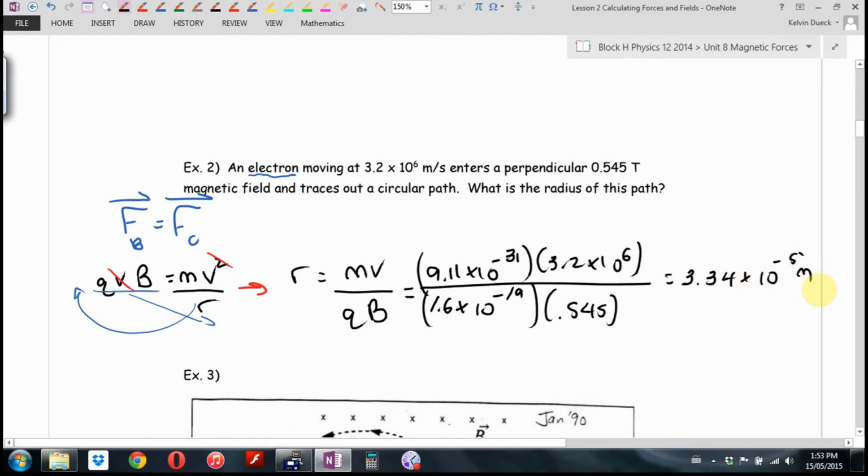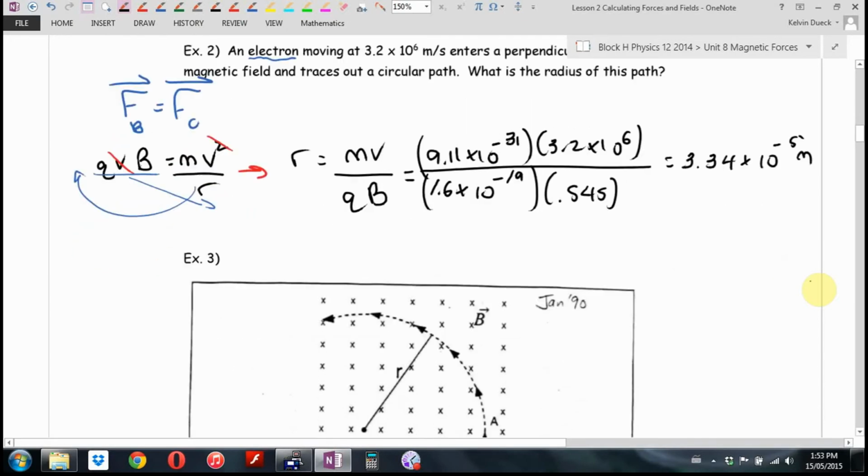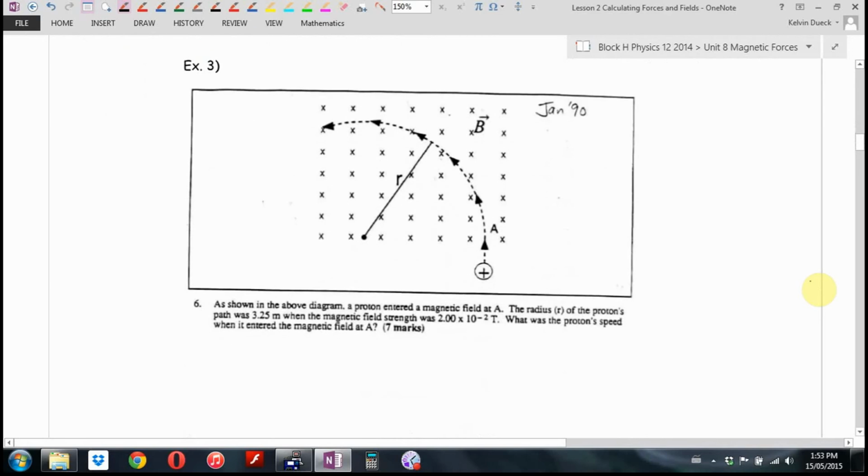That's way too small a radius. What I need to do is make it travel faster. And you know what? I made way too big a magnetic field. 0.54. Remember that 4 Tesla MRI machine was huge. This is 1/10 as strong as that, which is still pretty big. Anyways, you know what? A better question, a much more realistic diagram, is example 3.